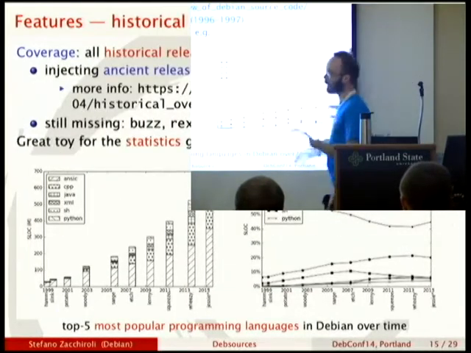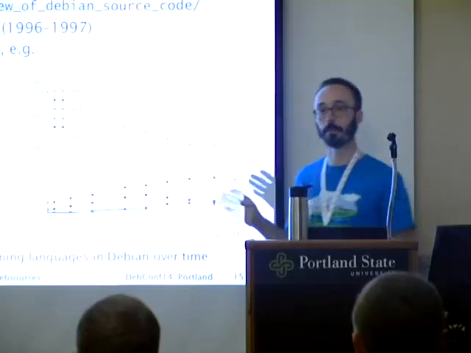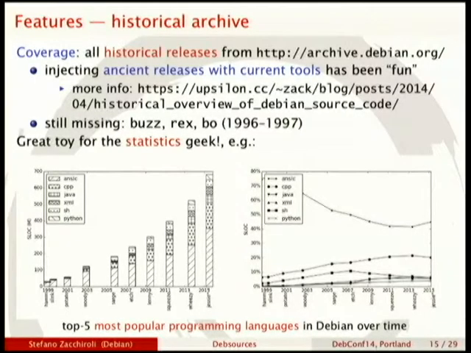So that was for the live archive. Then there is the historical archive. So what I've done, I think last summer, was to actually work on injecting all the historical releases of the Debian archive. So I went to archive.debian.org, that in case you're not familiar with, is a kind of mirror that keeps all the old Debian releases which are no longer on the Debian mirror, and injected all of them in Debsources.